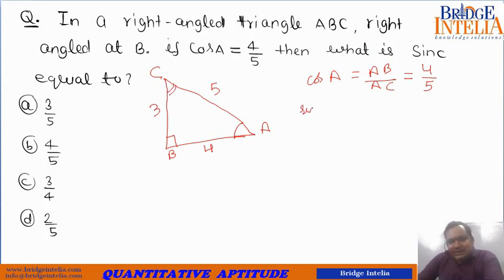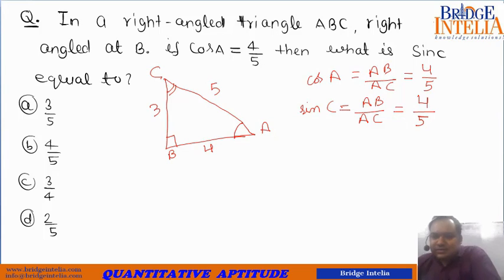So sine C is what? Perpendicular by hypotenuse. So perpendicular for angle C comes out to be AB by hypotenuse AC. So AB is what? 4. AC is what? 5. Okay. So the answer would be 4 by 5.